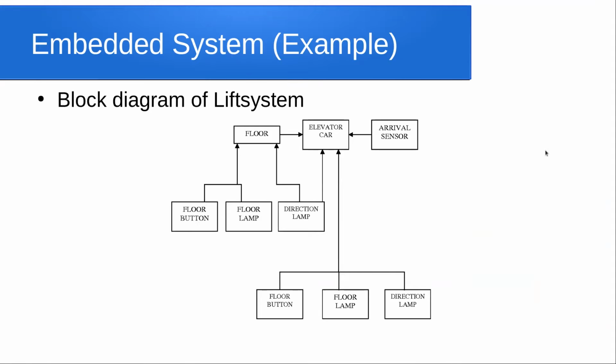So there is a kind of block diagram of this lift system. For instance, take a look at how these things are working. Basically there is an elevator car, right? The elevator car is always connected to a sensor that reads at which floor the lift car is now. Then it also has a kind of floor indicator, right? Inside the lift you might have a floor button, floor lamp, direction lamp, and all that stuff.